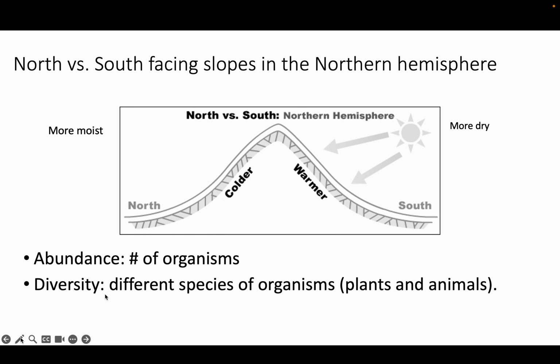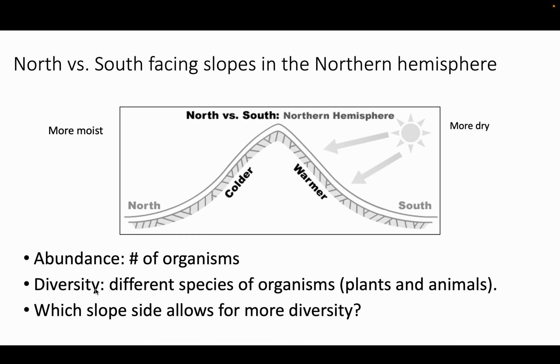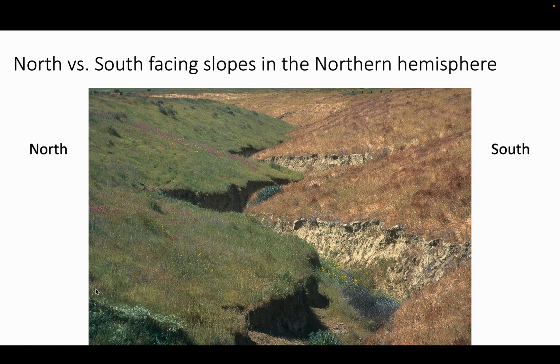Diversity, on the other hand, is looking at the species richness, the species index. So for example, for abundance, you can take a look at the overall number of flowers. For diversity, you're looking at the different species of flowers that are found there. Sometimes you can have a lot of organisms living there, but diversity is low if you don't have very different species. So in this example, start to think, which side of the slope do you think is going to allow for more diversity?